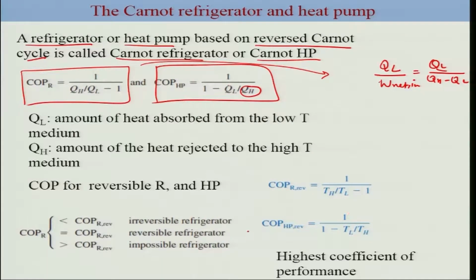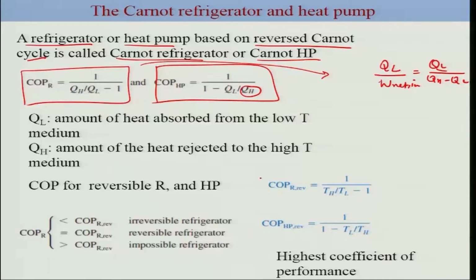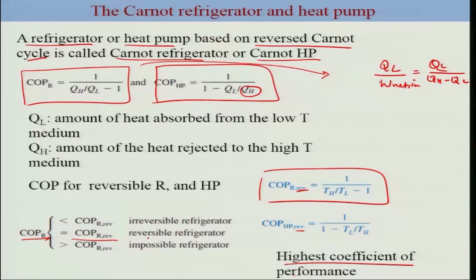In the case of a reverse Carnot cycle, we are going to simply replace QL by QH with the ratio of the temperatures. That is what we have written here, and this is the subscript here. Reversible means we are making use of the fact that this is based on the reverse Carnot cycle. This is for the case of the refrigerator, and this is for the case of the heat pump. So this would be the highest coefficient of performance. Similar to what we have done for the Carnot heat engine, you can also do the exercise for the Carnot refrigerator. So this is COPR, which is equal to COPR reversible for the refrigerator. For the case of irreversible, this would be lower.